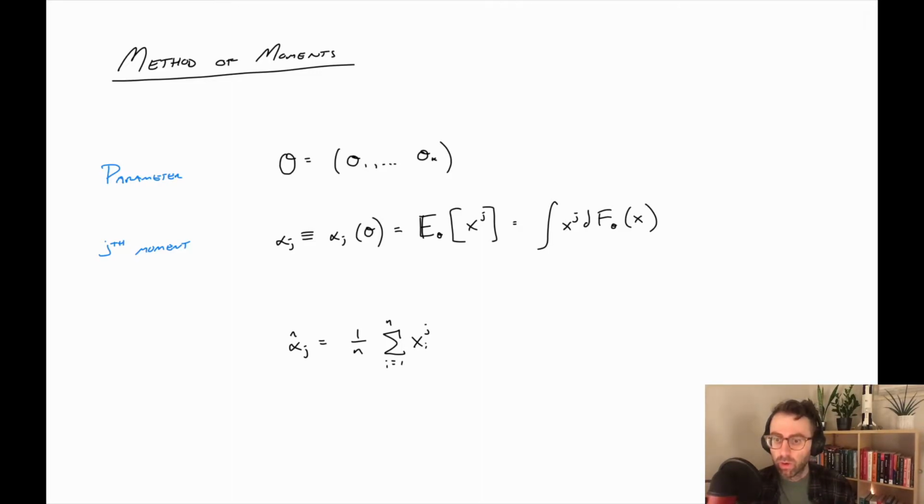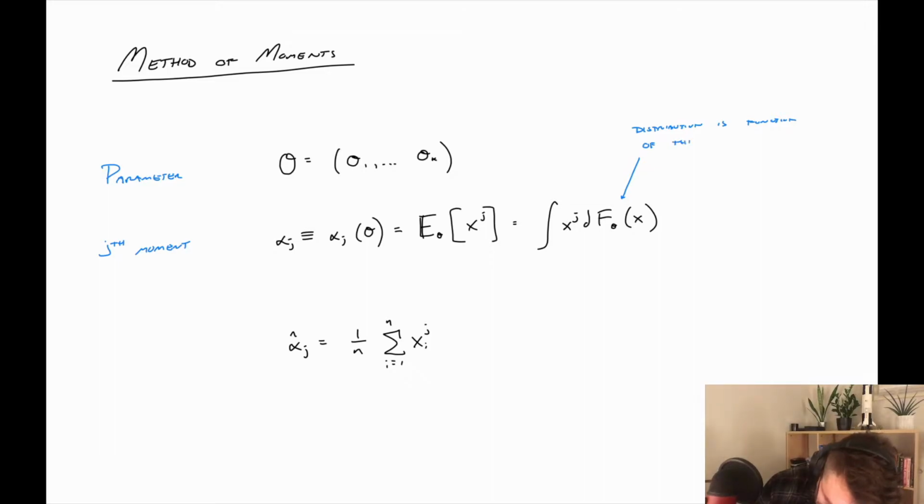But importantly, this here is the distribution that is generating the data, which is a function of the parameter that we care about. So the distribution is a function of the parameter. And therefore, the moments are also functions of the parameters.